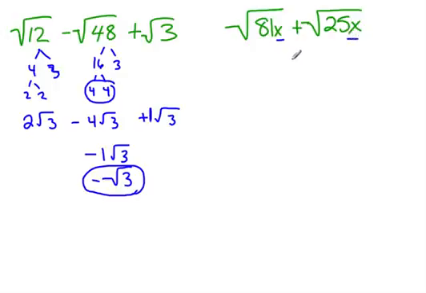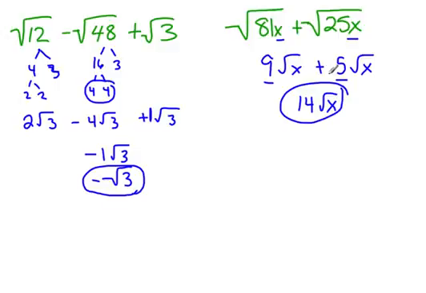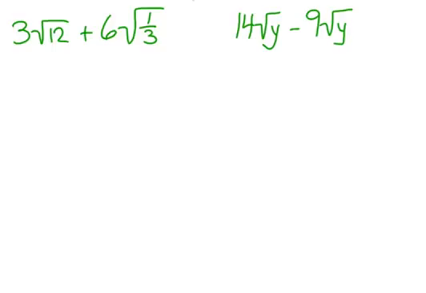We'll just break this down. This would be 9 times the square root of x plus 5 times the square root of x. 9 plus 5 is 14 square root of x. That'll be my final answer. Let's look at just a few more of these.